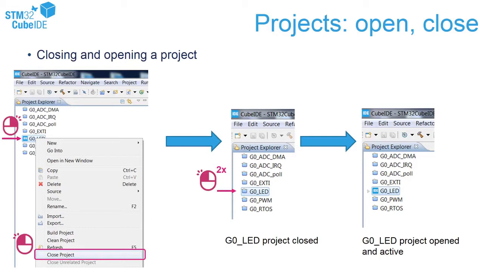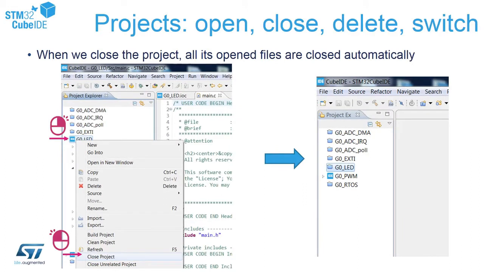To close this project, it is enough to click on its name, then click the right mouse button and select Close Project. In this case, you will see the situation like in the middle of the screen, that all projects are closed. To open the project, it's enough to double click on the name of the project, and then it becomes open and at the same time active. What is good is that when you close the project, all opened files which are related to this project are closed automatically. Here you can see on the screen that we've got the main.c and the IOC file related to G0 LED opened. Once you select the close of this project, those files are closed as well.